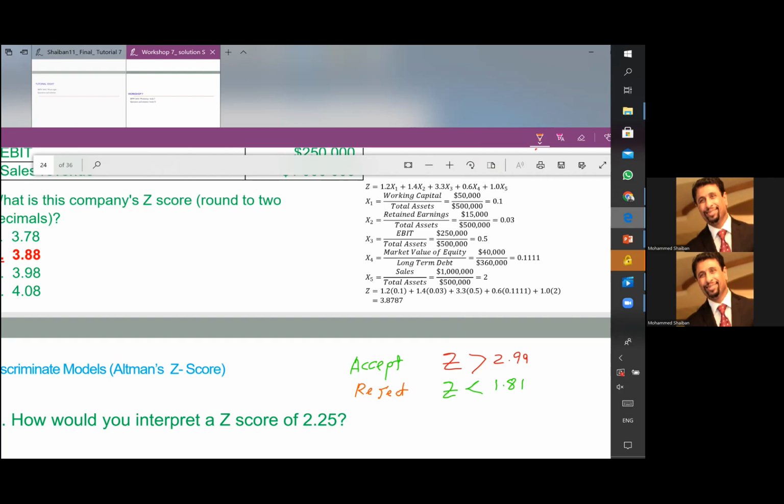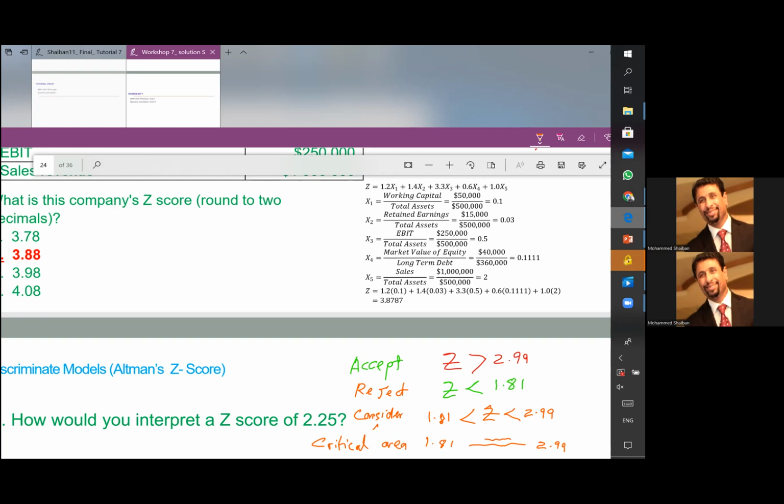And sometimes they tell you the Z value is more than 1.81 but less than 2.99, which means between 1.81 and 2.99. The Z value is in this area, in the middle. And in this case, you just consider. You call it critical area. I don't know, it's not clear, you need to go to another committee, whatever, to approve this loan.